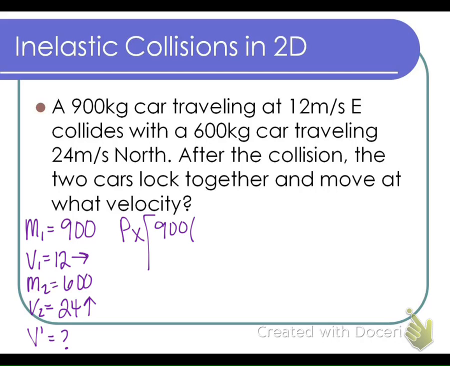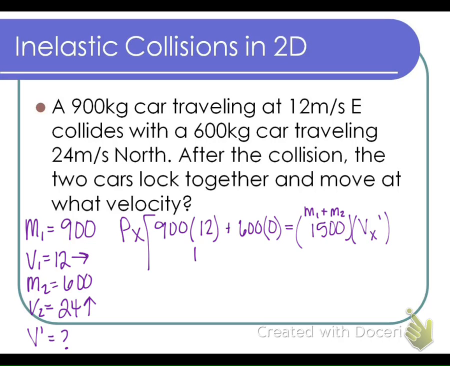M1 times V1. Is our V1 an X component or a Y component? X, because it's going east. Okay, so M1 times V1. M2 is our velocity horizontal or vertical? It's vertical, so that means we just have a 0. All right, here we're going to take our M1 plus our M2. So that's going to give us 1500 times our v prime. And it's going to be vx prime or vy prime here? Good, vx prime. That's what we're going to solve for in this particular part of it.